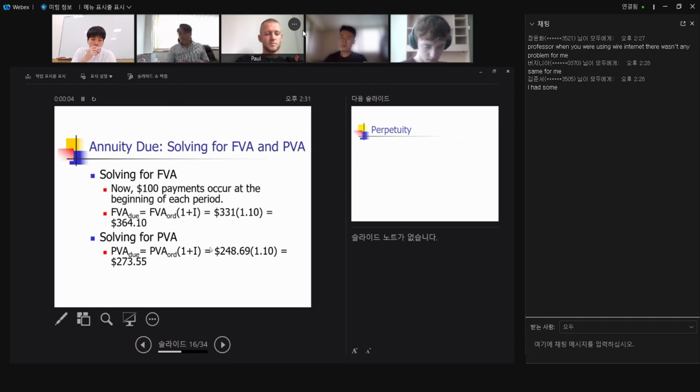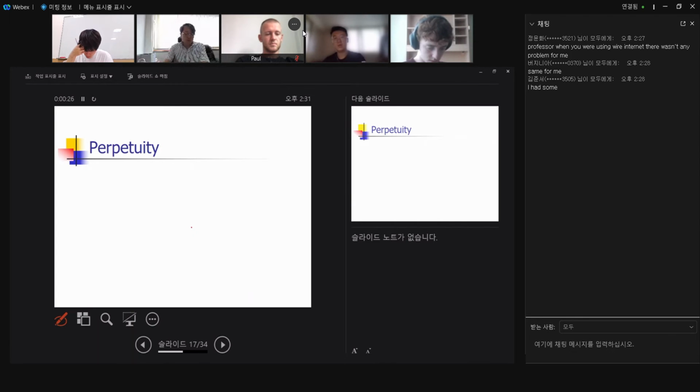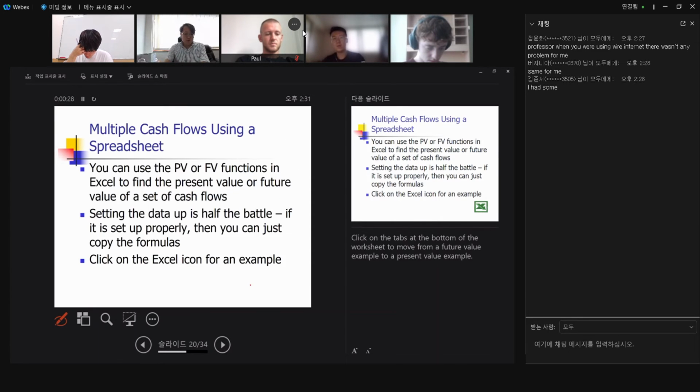So far we talked about the ordinary annuity, right? As I told you, in an ordinary annuity, cash flow occurs at the end of each period. But how about the annuity due? In an annuity due, we receive the payment at the beginning of each period. Then what's the difference between an ordinary annuity and an annuity due?